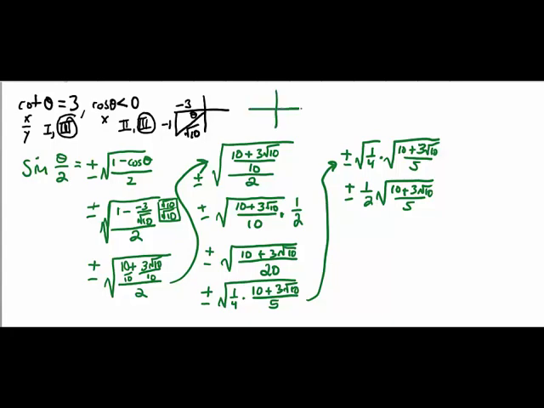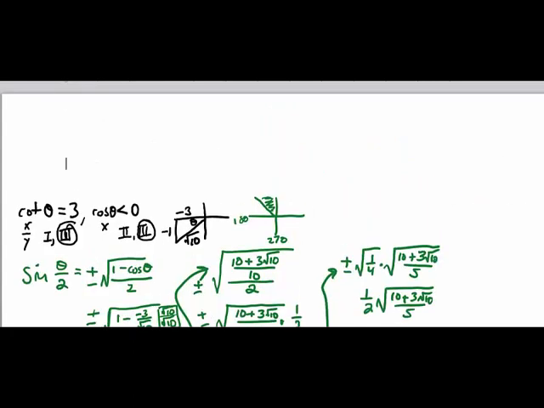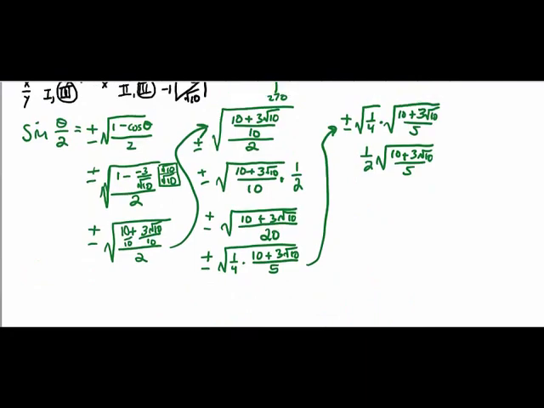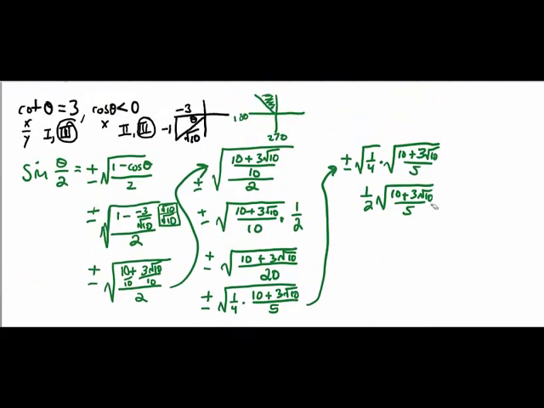If I'm in the third quadrant down here, that is anywhere between 180 degrees and 270 degrees. So if I cut any angle in half, I'm going to be in this portion of the second quadrant, because 180 divided by 2 is 90, and 270 divided by 2 is 135, which means that I'm going to be in the second quadrant, and the sine in the second quadrant is positive. So my answer in this problem is going to be positive 1/2 square root of 10 plus 3 square roots of 10 divided by 5.